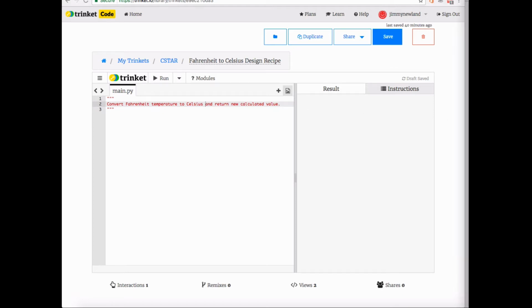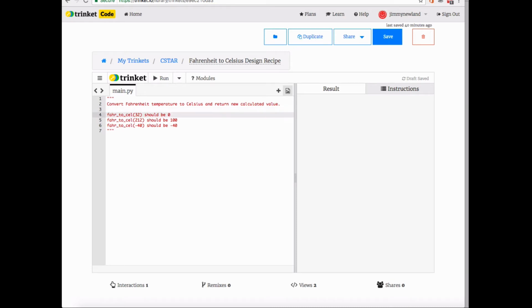So, all right, I have a good description. Convert Fahrenheit temperature to Celsius, return the new calculated value. Seems straightforward. And so let's give some examples. I thought about this a little bit ahead of time. 0 Celsius is 32 degrees Fahrenheit, 100 Celsius is 212, and negative 40 is the point where you get the same number in both systems.